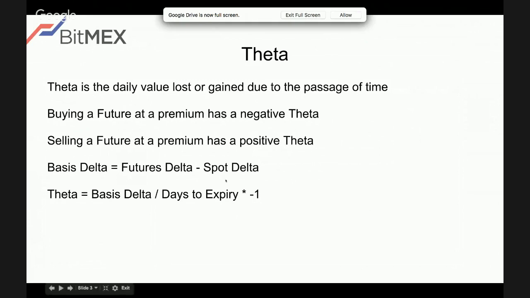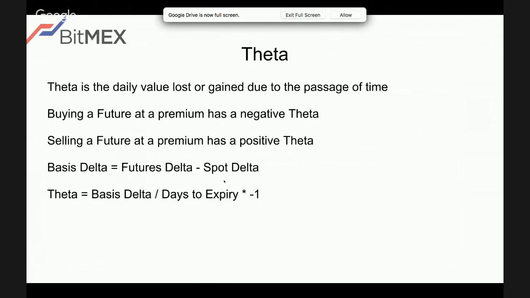So if you buy a future that is at a premium or is in contango, i.e. the futures price is greater than the spot price, you have a negative theta. That's because you've paid more for something than it is worth currently today, which means that it'll decay. So you've paid an interest rate, and you're going to pay that interest rate over the life of the contract, and we call that a negative theta.